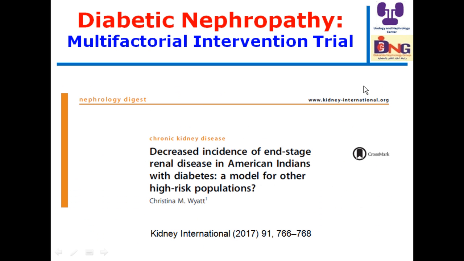But one of the good news is the decreasing incidence of end-stage kidney disease in American Indians with diabetes, a model for other high-risk populations. Why? Because they addressed what changed in the management for these patients. The management changed toward multifactorial intervention, starting earlier, addressing all lifestyle factors like exercise, salt restriction, lipid control, blood pressure control, and management of diabetes from the early beginning. All these can help a lot.